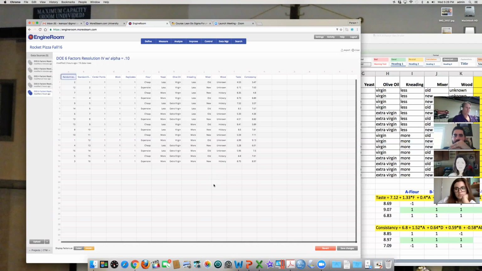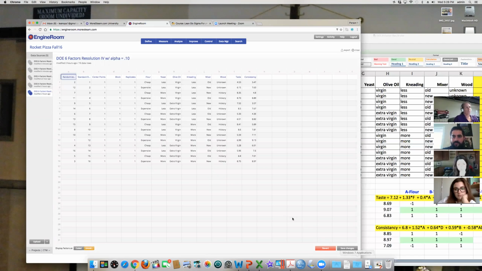It's nice that MoreSteam and Engine Room is able to generate these designs and this pattern for you, but you can do these things manually. There are books you can look up that can teach you how to create your own designs. But it's nice that this is done in MoreSteam for you, okay?